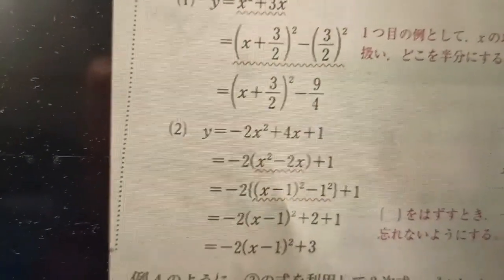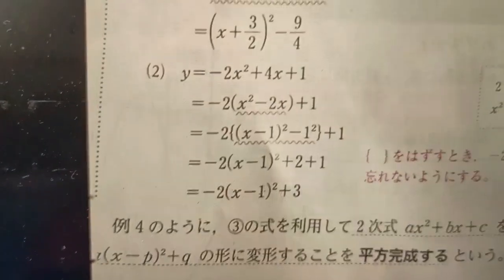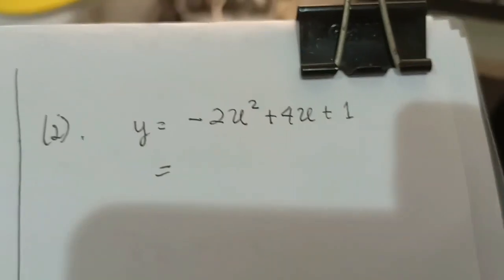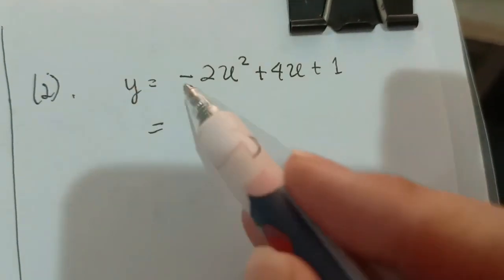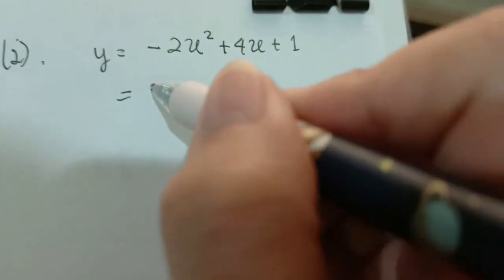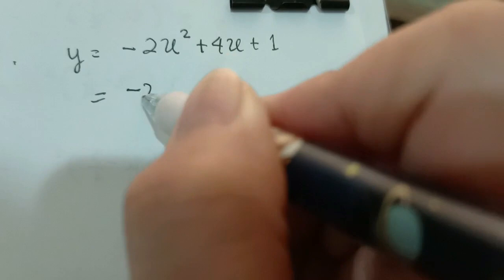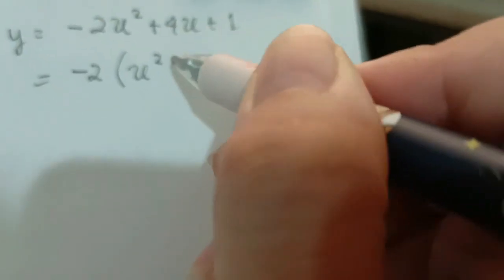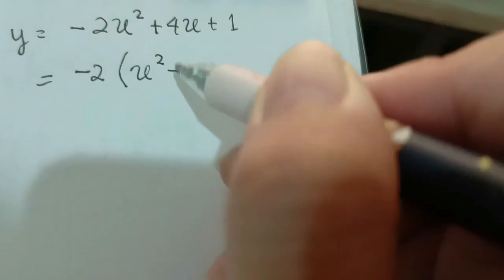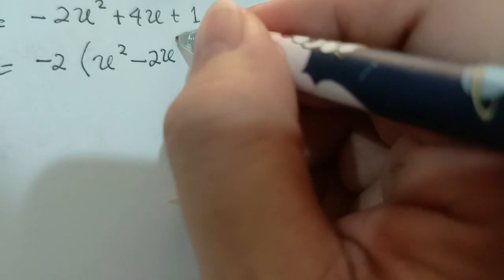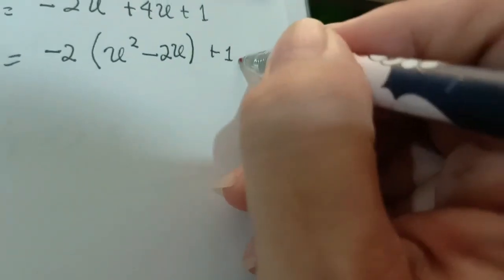Okay, now let's try number 2. y equal minus 2x quadrat plus 4x plus 1. Okay, now I have the question already over here. Minus 2x quadrat plus 4x plus 1. Now we are going to eliminate the minus 2 first. Now remember, be careful because this is minus. This becomes x quadrat. Plus will become minus because minus multiply minus is plus. Minus 2x, in the bracket, plus 1.